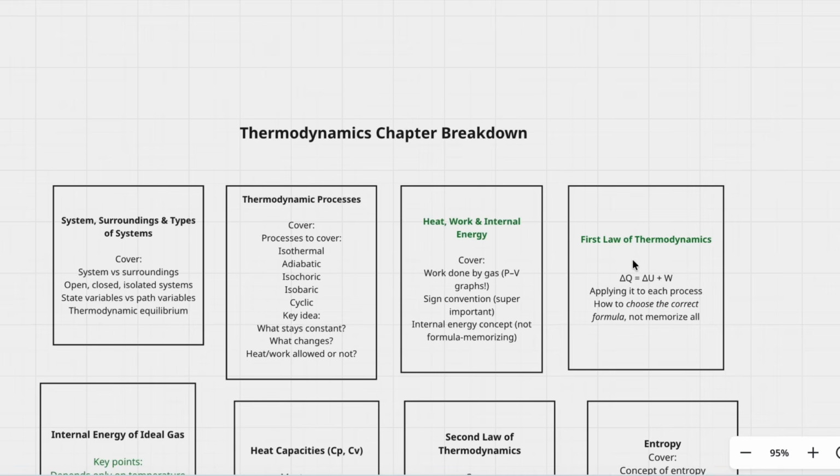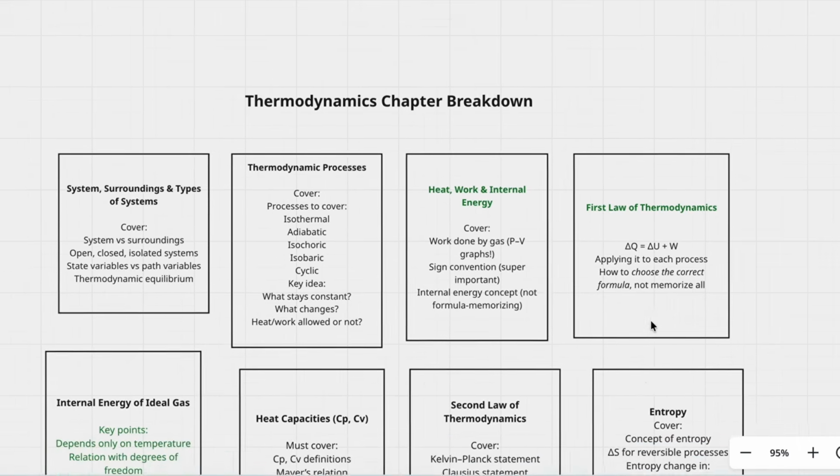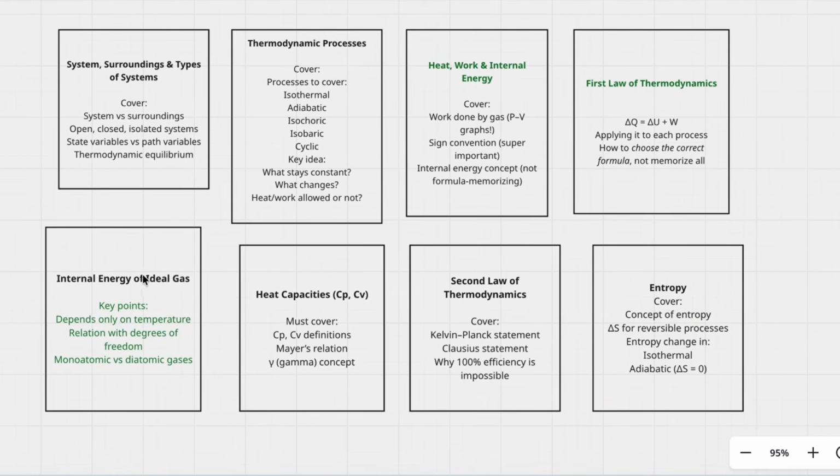And coming to the next part, the first law of thermodynamics. This is again super important. You should know this equation. This is a really important one. You should know what happens when a process changes and all those things, right? Then coming to the internal energy of an ideal gas. You should know all the properties like degrees of freedom, that it depends only on the temperature, and what monoatomic and diatomic gases are. So yeah, cover this topic as well.